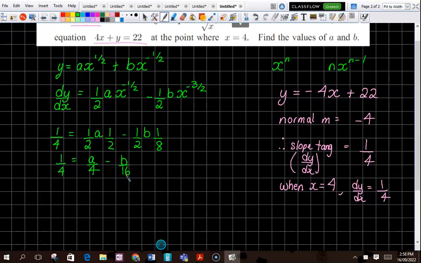You are more than happy to leave it like that. Because I know I can use my graphics calculator in a minute to solve. If I didn't like all these fractions, how could I get rid of the fractions? Times through by 16. Let's do that just to make our life easier. So times through by 16, we get 4 equals 4a take b, right? We just multiplied through by 16.